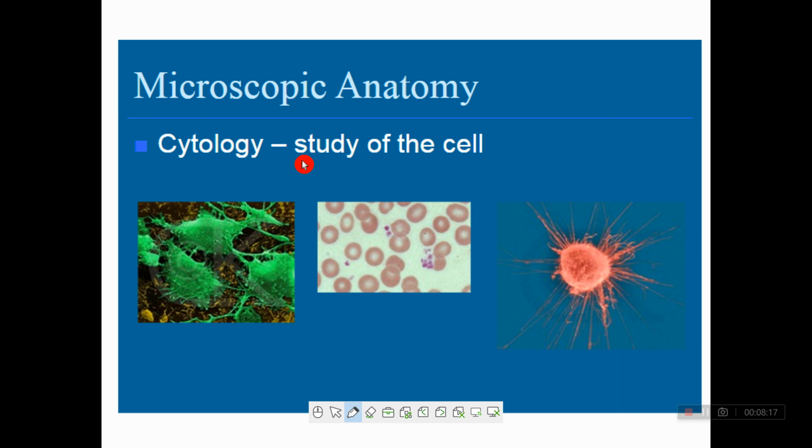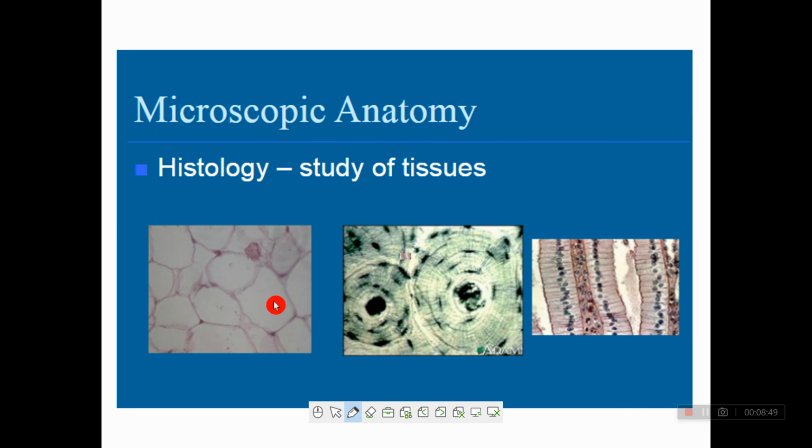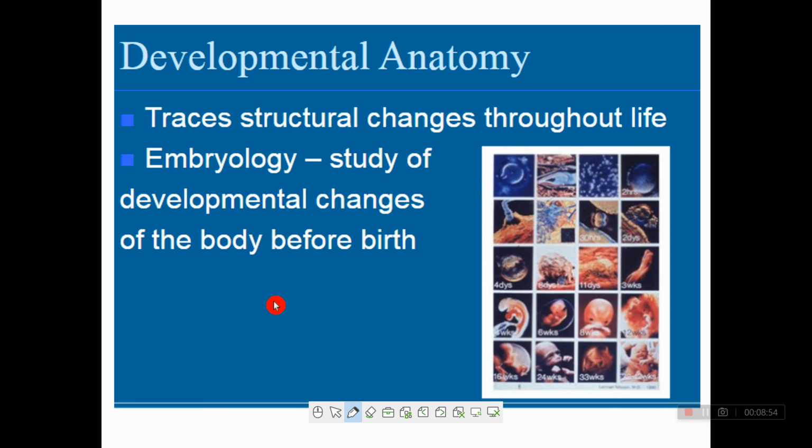Moving on, next one is microscopic anatomy. As I told you, it is the study of internal structures that are not seen with the naked eye, that can only be seen with the help of a microscope. Cytology is an example of microscopic anatomy, how these cells look, how the tissues look. In microscopic anatomy, there is a sub-branch cytology, and the second one is histology, in which we study the tissues.